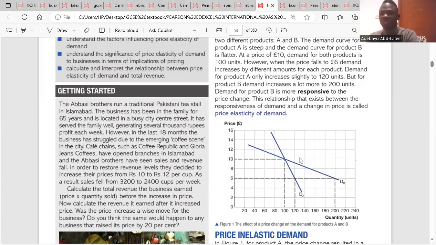However, when the price falls to £6, demand increases by different amounts for each product. Demand for product A only increases slightly to 120 units, but for product B, demand increases a lot more to 200 units. Demand for product B is more responsive to the price change. This relationship between the responsiveness of demand and the change in price is called price elasticity of demand.